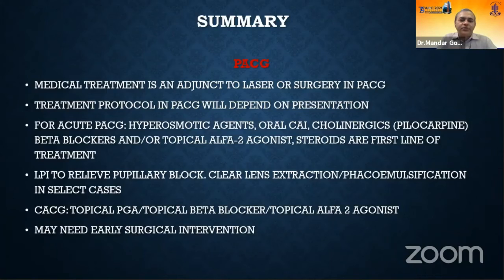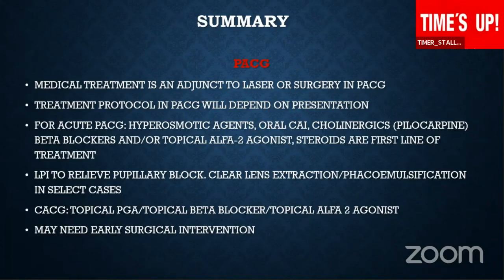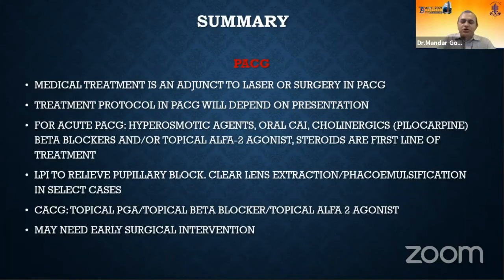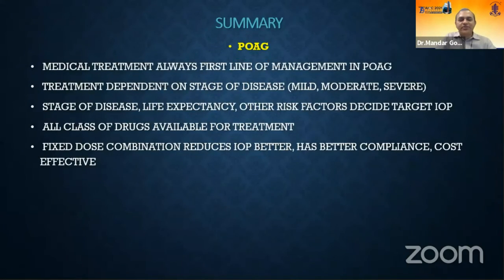Coming to the summary, in PACG, the medical treatment is an adjunct to laser or surgery. The treatment protocol in PACG will depend upon the presentation. For acute PACG, the hyperosmotic agents, CAIs, and cholinergics are most commonly used. LPI is an important treatment in angle closure. And in the chronic phase, the topical PGA, topical beta blockers, and alpha agonists are all there. For medical management of POAG, we have all the classes of drugs available. Again, the stage of disease, life expectancy, and other risk factors have to be kept in mind.